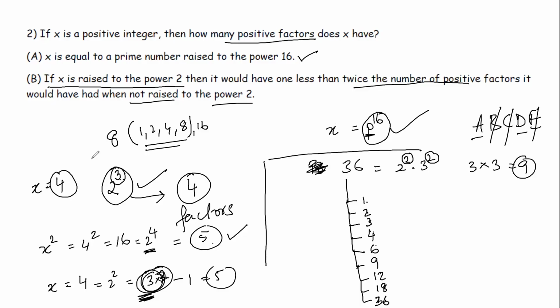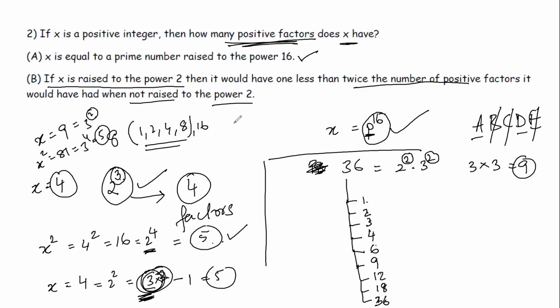How many positive factors does x have? Not x squared. So it would have 3. So if I take x is equal to 9, in that case x would be 3 squared, so it would have 3 factors, and x squared would be 81, which is 3 to the power 4. It would have 5 factors. So even then, the answer would have been 3 and 5.